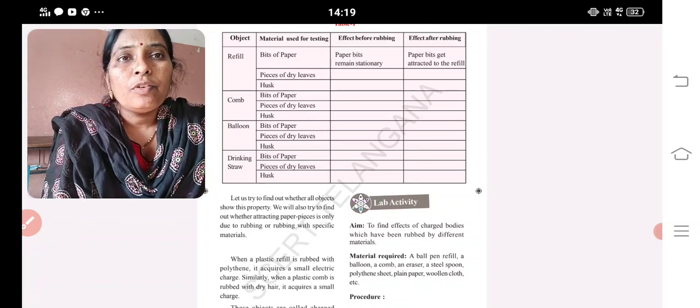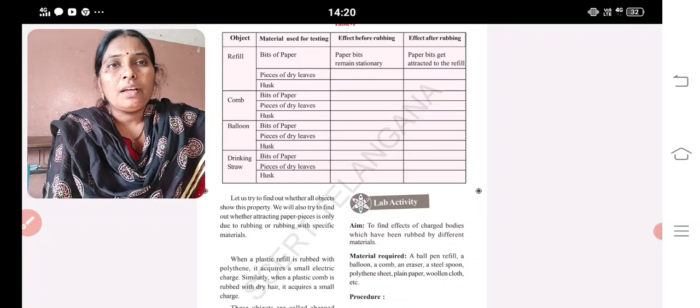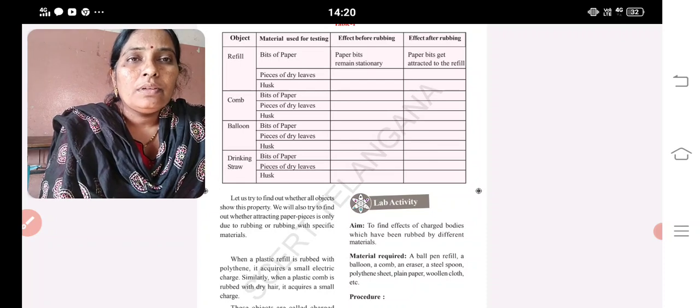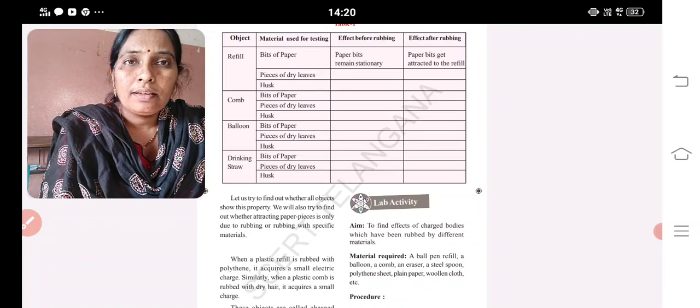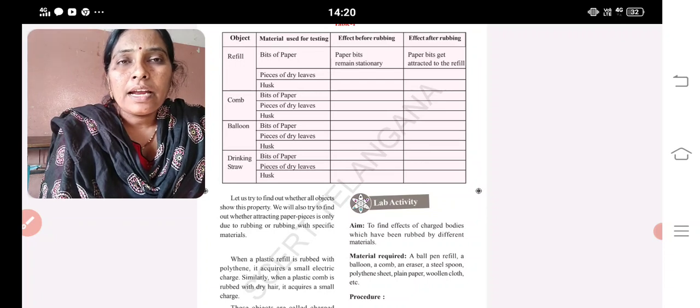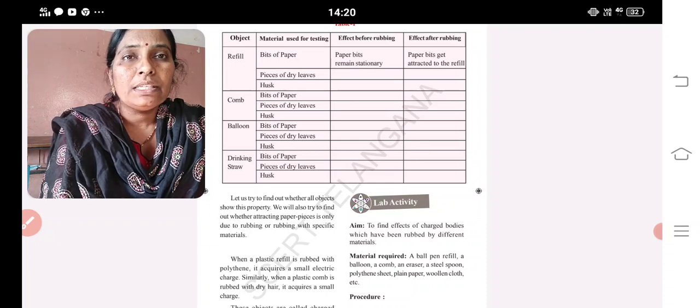Rub the following objects which are described in the table: a piece of dry leaves, as well as bits of paper. Objects like a refill, comb, balloon and drinking straw are rubbed with any other material and placed near the dry leaves and bits of paper. Does it attract or not? Yes, it attracts. This shows that static electric charge develops on rubbing, and when that charge is placed near an uncharged body, it is transferred. Due to that it attracts.